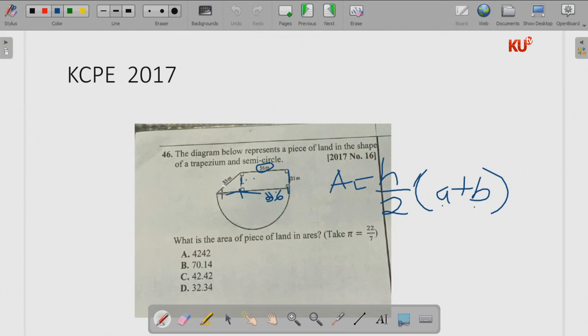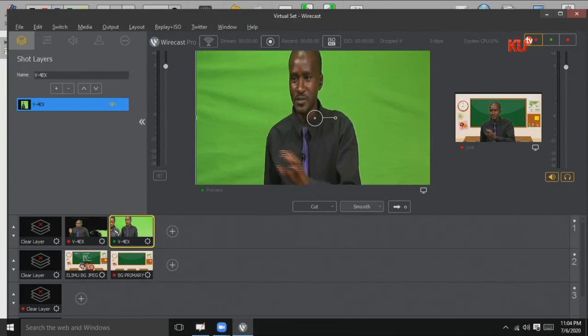Then now you find the area of semicircle. I think we have done semicircle several times. Find the area of semicircle, then what you get, you add to what is there.